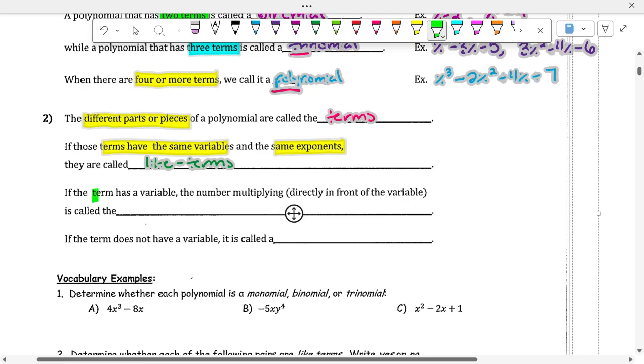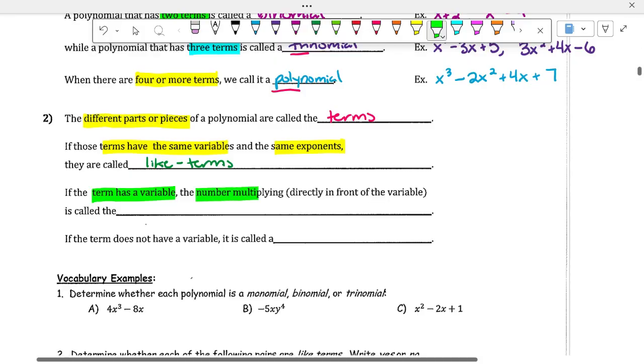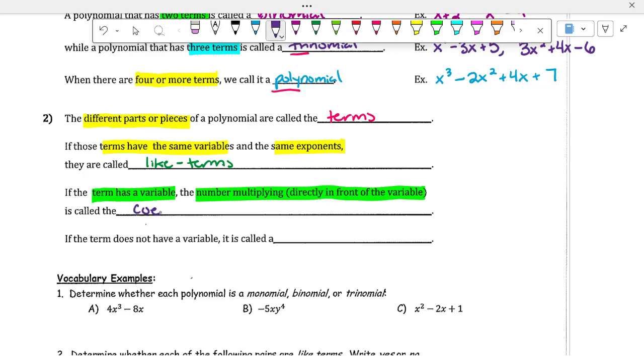Now, if the term has a variable, the number multiplying directly in front of the variable is called the what? Who remembers what that's called? In other words, the number that's being multiplied to the variable, who remembers what that number is called? Coefficient, good. So that's called the coefficient. For example, if you had 2x, 2 is your coefficient.